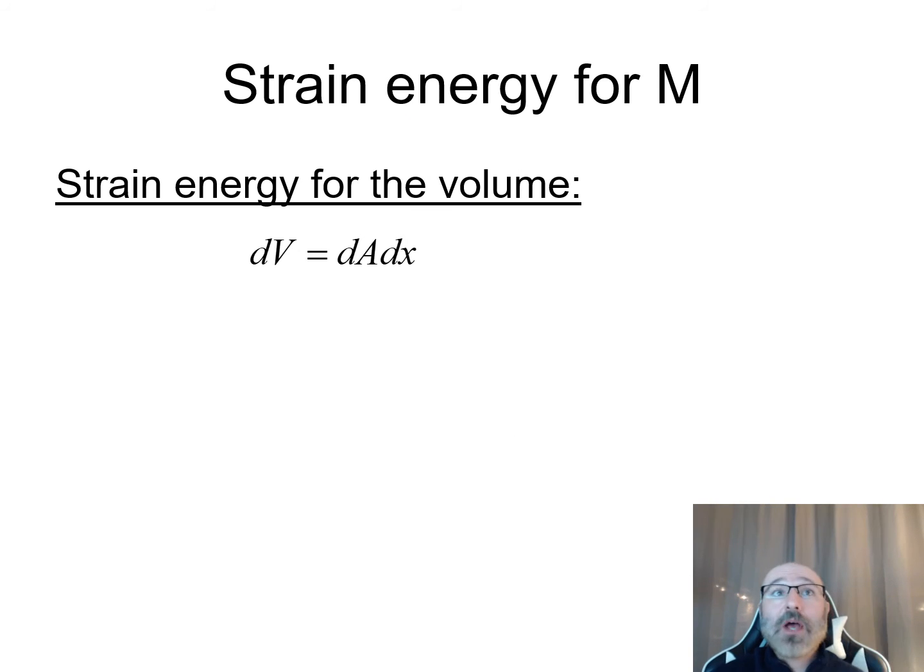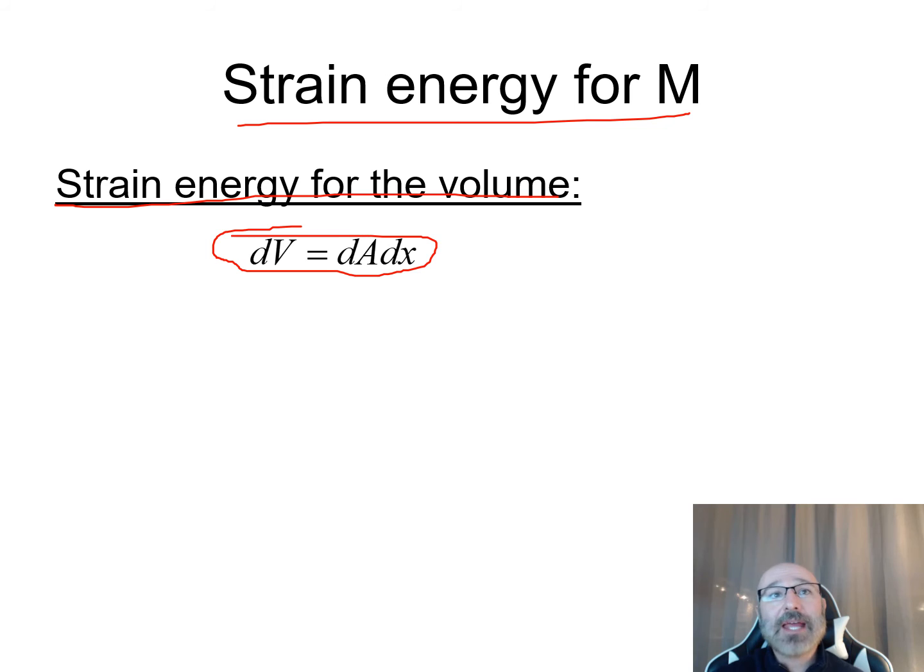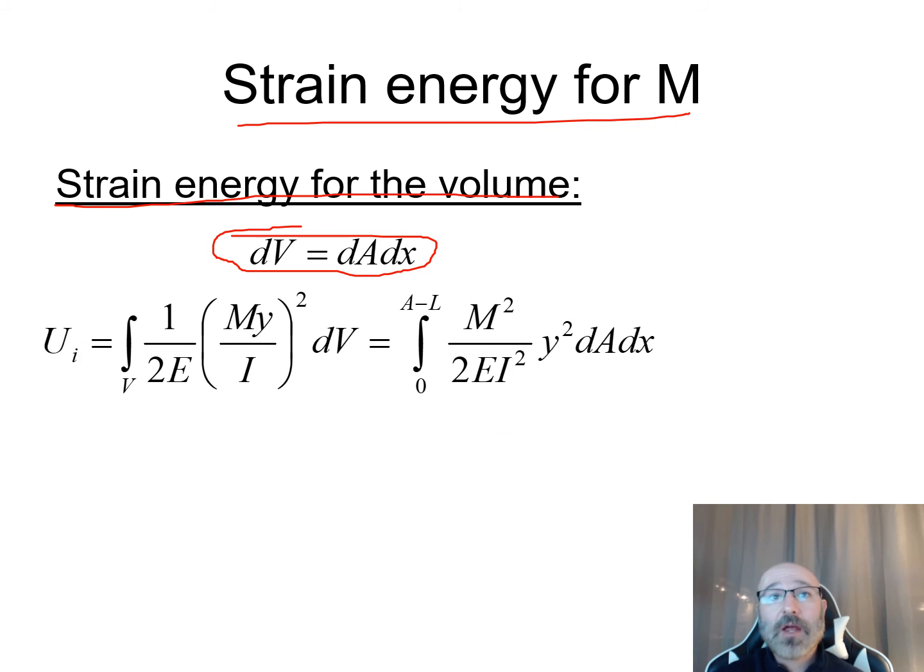So now continuing on with the strain energy for our external moment M, if we take a look at this differential volume that we defined in the previous slide, and we want to look at our strain energy for the volume, where the differential volume dV is equal to dA dx, then we go back to our general equation for strain energy. Again, this is with respect to volume. So we have our strain energy is equal to the integral over our volume of 1 over 2E, our modulus of elasticity, times, then we plugged in our value for our stress there, My over I, squared, dV.